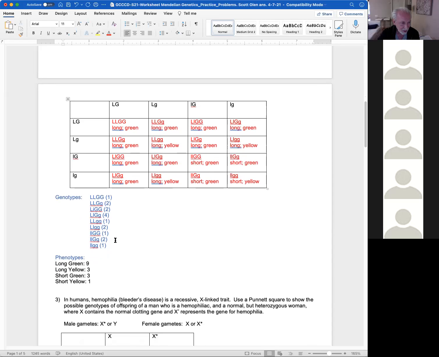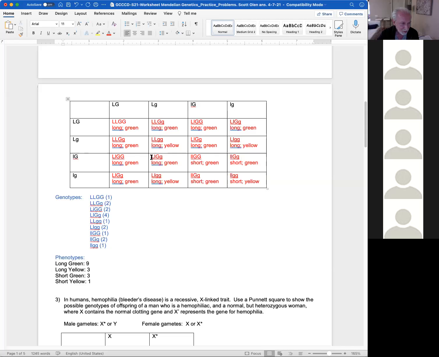And if we look at the phenotype in each of these squares, you can see that this one is long green. If you count just the long greens, there are 4 at the top, 3 on the side, that's 7. Another long green, and a long green. Excuse me, just 2 long greens. So 7 and 2 is 9. So phenotypically, there are 9 long greens.